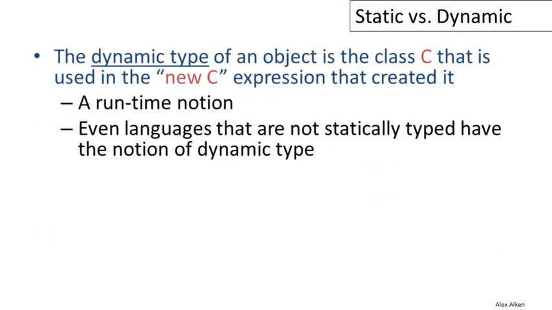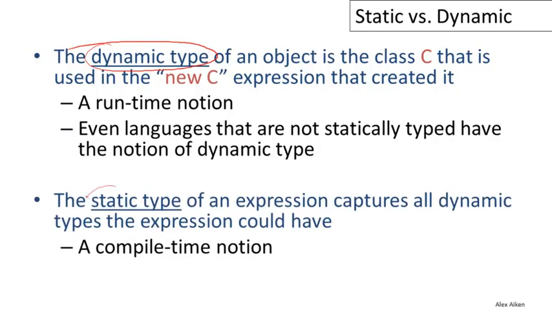Now, one important idea that this discussion suggests is that there are two different notions of type. There is the dynamic type, that is the type that the object or the value that we're talking about actually has at runtime. And then there is the static type, which is the compile time notion, what the type checker knows about the object. And there is some relationship that has to exist between the static type and the dynamic type if the static type checker is to be correct.